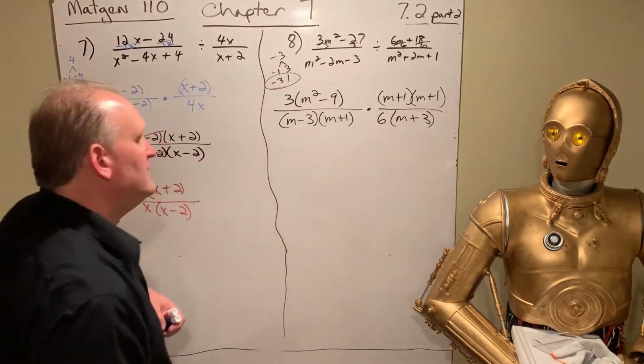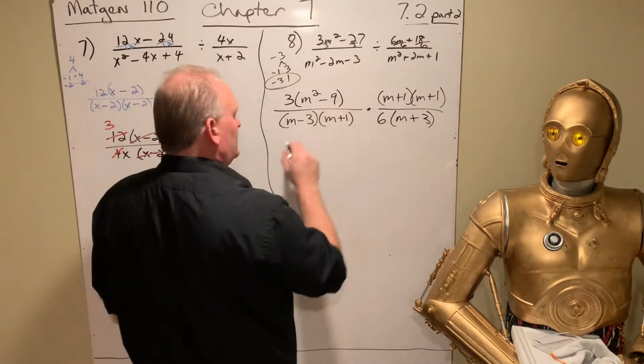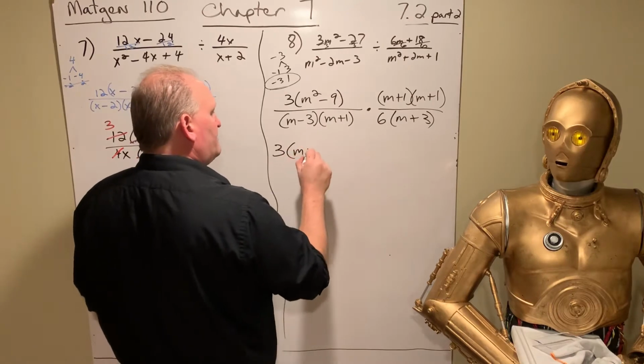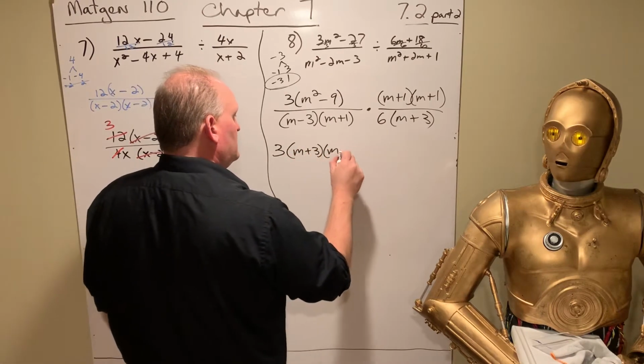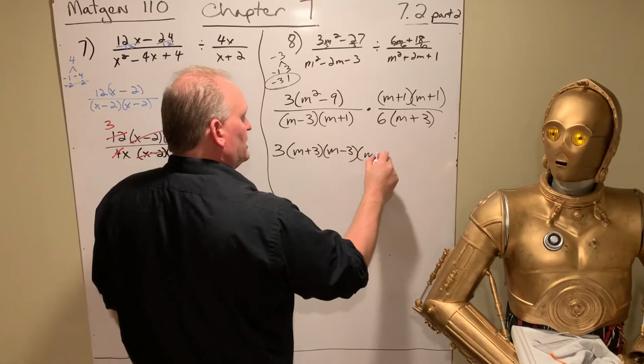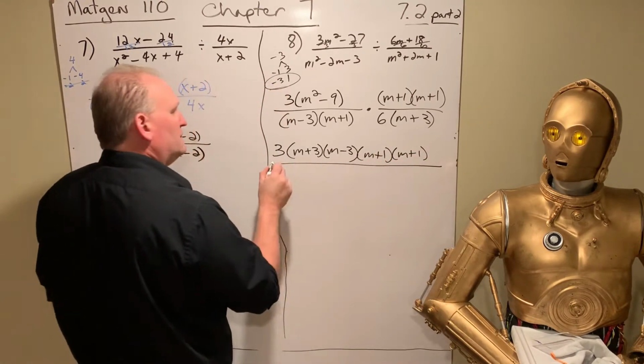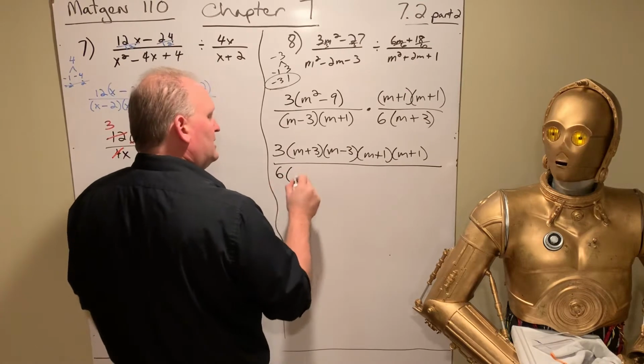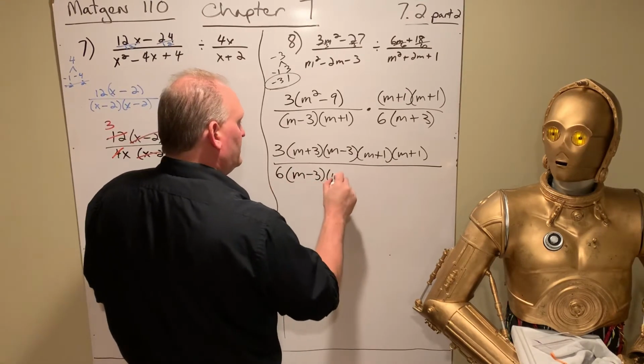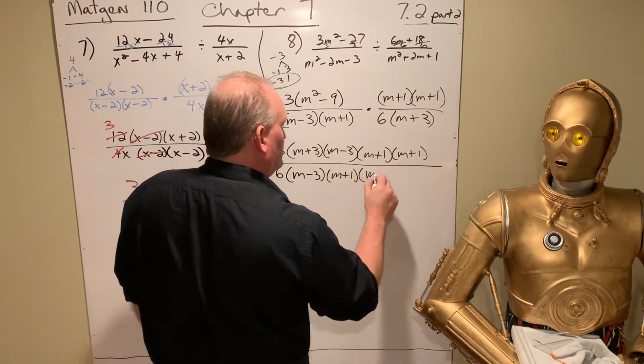And we're not done. Let's get them in order and factor this. So we get 3 times m plus 3, m minus 3, m plus 1, m plus 1, over 6, m minus 3, m plus 1, m plus 3.